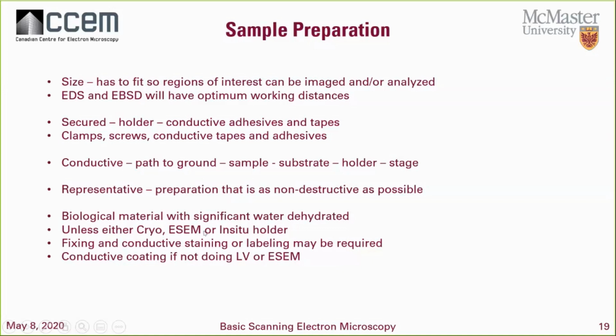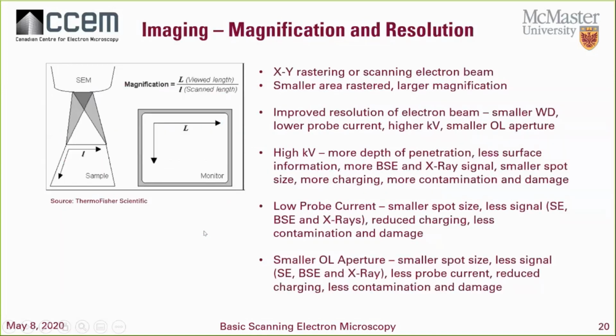Conductive coating with carbon and various metals is very useful if you're doing conventional SEM. You can still do it in low vacuum and ESEM, but it might not necessarily be required. So when we're actually looking at things, we're scanning or rastering the electron beam on the sample, and then we're displaying it on the monitor. So the smaller the area we scan, the improved resolution.